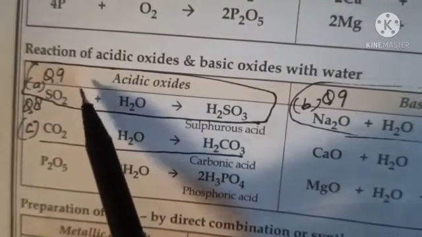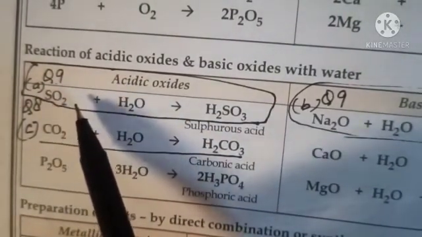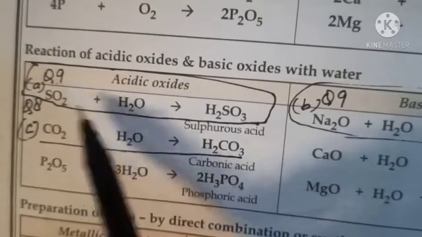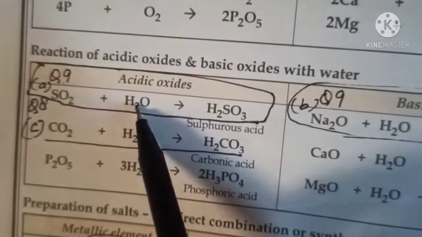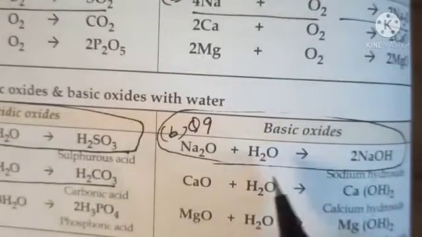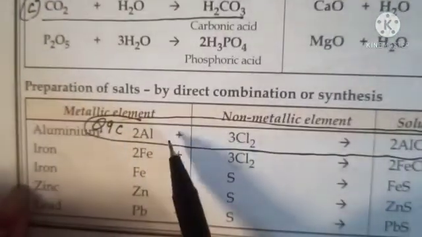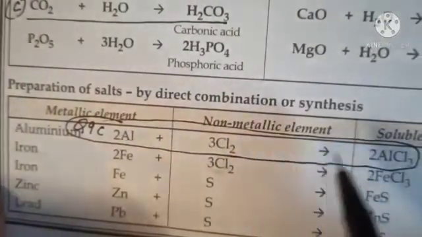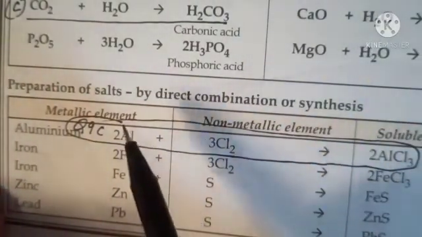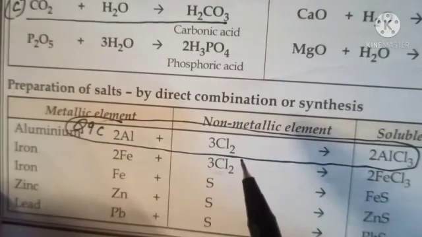Now come to question number 9. In the A part you will write this equation. In B you will give this equation, and in C you will give this equation. Aluminium plus chlorine gives aluminium chloride, because aluminium is a trivalent metal and chlorine is a colored gas, right?